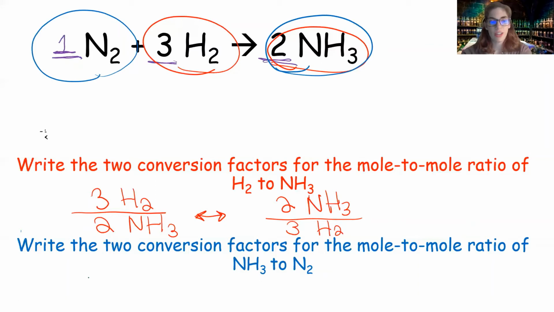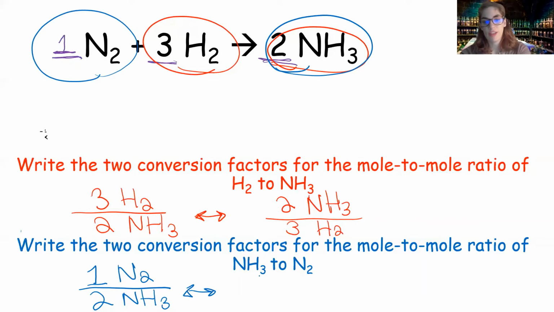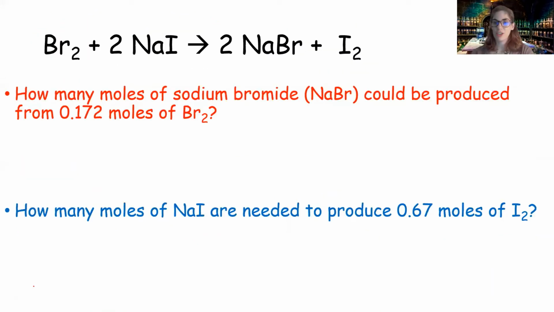The coefficients tell us that for every 1 mole of nitrogen gas, we can produce 2 moles of ammonia. Or we can reverse this conversion factor and say that for every 2 moles of ammonia, I need 1 mole of nitrogen gas. Either way, it tells us the same thing. Let's take this concept of conversion factors and apply it to an actual problem.